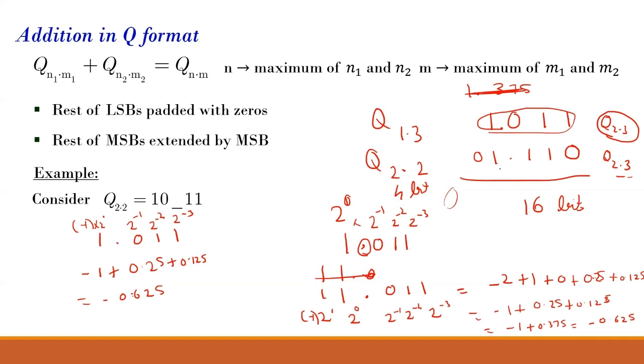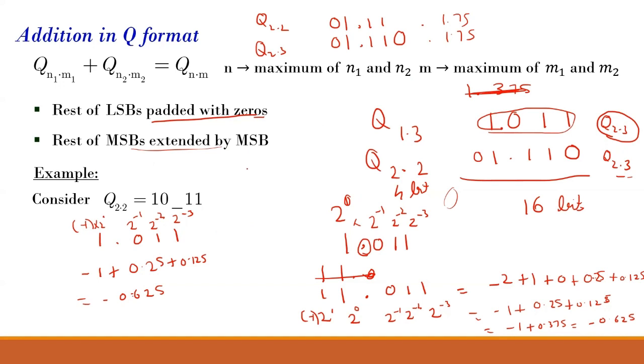See, in this case, Q2.2 was 01.11. Now I want to convert it into Q2.3. So I just take 01.11 and add a 0 at the end. That is padding with zeros. So the value of this and the value of this remain the same. That's fine, 1.75. Now for the MSB, actually I made a big error over here.